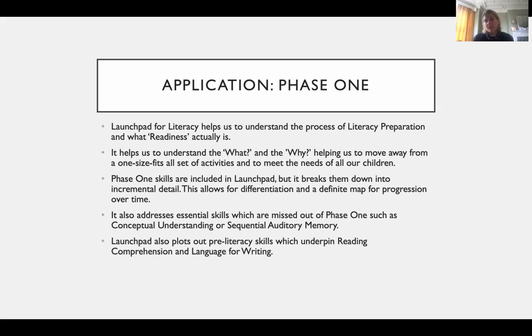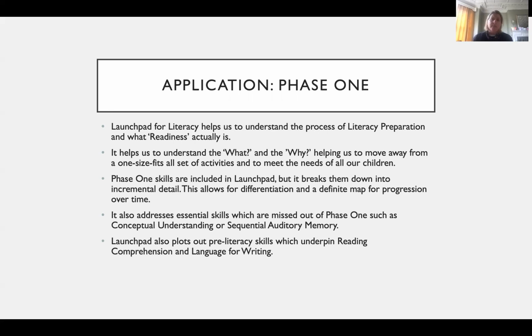However, Launchpad also does include some skills that phase 1 just assumes and misses out. So it looks at fundamental conceptual understanding for literacy readiness. So what we find is that many children who can't hear sounds in words, it appears to be just a pure auditory discrimination issue. But actually some of those children, it's because when you say what sounds at the beginning of cat, they've got no idea what the beginning is. So they don't really know what you're asking them, never mind being able to hear the sound.